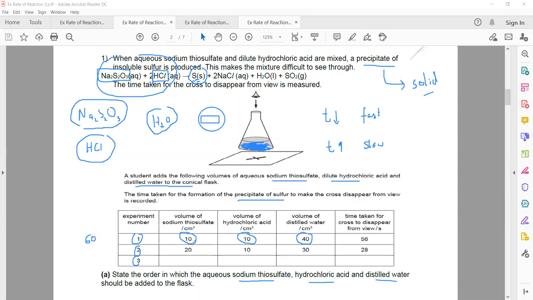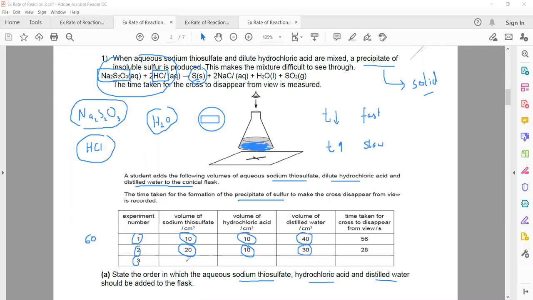Same thing, if sodium thiosulfate is 20 and we took 10 cm cube of hydrochloric acid, how much water did we take? Because we want all the experiments to have the same total volume so that we can compare the amounts and identify the speed or rate of the reaction. That's why in the third experiment, we took 30 cm cube of water.